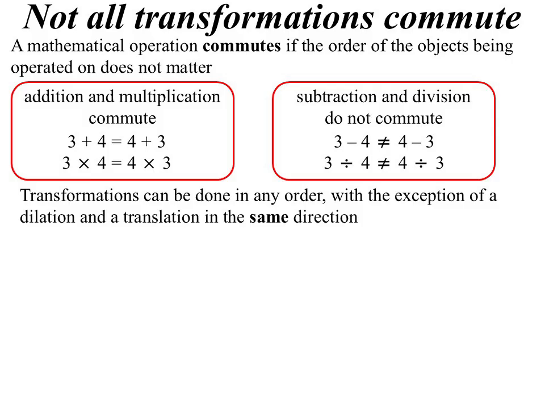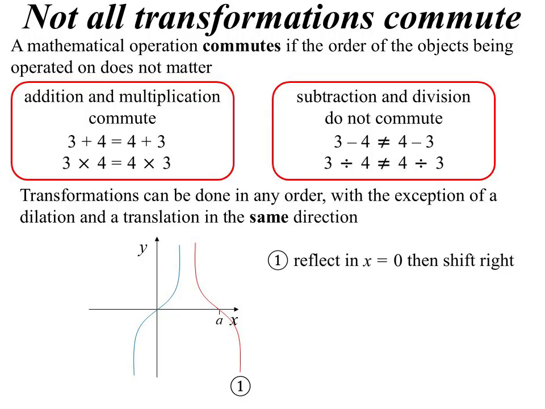In transformations, you can do it in any order, but the exception is this. If you're going to do a dilation and a translation in the same direction, then it doesn't commute. You've got to do it in the correct order. I'll show you. Here's our function. Now, if I was to move it to this curve here, so what have I done? I've said I'm going to reflect in x equals 0 and then shift it right.